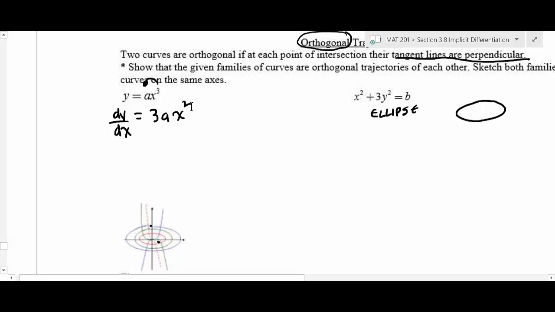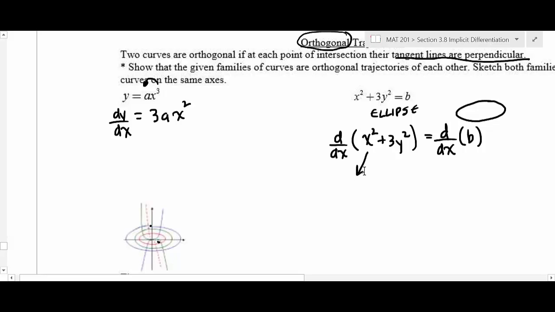3ax to the second, right? Okay, a is a constant. So you just bring that down like that. That's it. Okay. Now when we go to this one, we have to do this implicitly. So we're going to do implicit differentiation on this. And then we'll kind of see what we have. We're going to try to see that after we differentiate, we can figure out why they're perpendicular to each other. That's what orthogonal means.